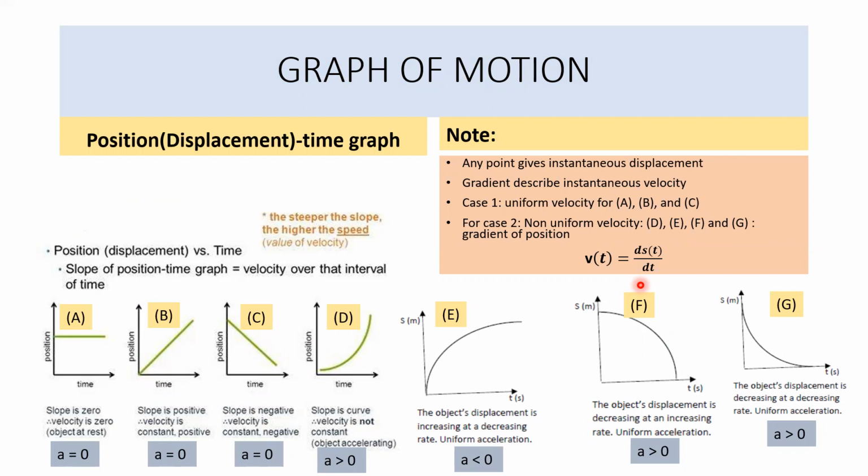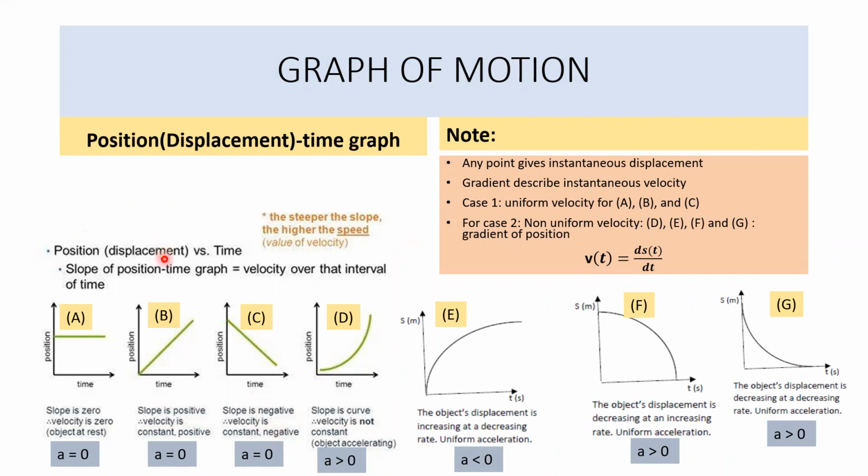So there are three types of graph of motion. First is the position or displacement time graph. To consider the graph of motion, we also have to consider the slope. Any point gives the instantaneous displacement. Gradient describes instantaneous velocity. For case number 1, uniform velocity, graphs A, B, and C. From graph A, the slope is 0 and velocity is also 0. For graph B, the slope is positive and velocity is constant and positive. For graph C, the slope is negative, velocity is constant and negative.